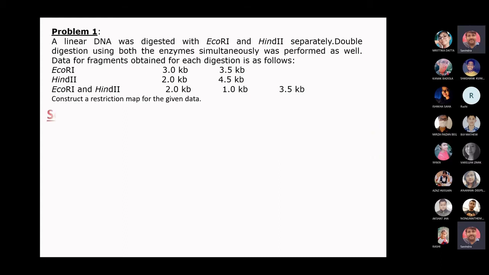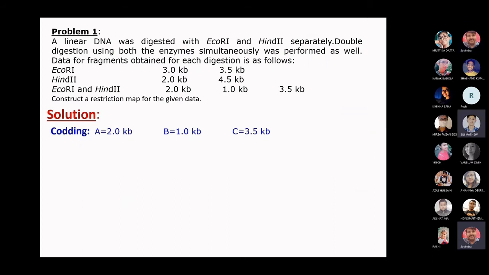So we should follow it step by step. First of all, we have to give coding. Coding will be given only to those fragments which are the results of double digestion. Can you see it? We gave code A for 2.0, B for 1, and C for 3.5. You can give any code to anything, but for simplicity we are giving A, B, C, D, E. Is it clear?